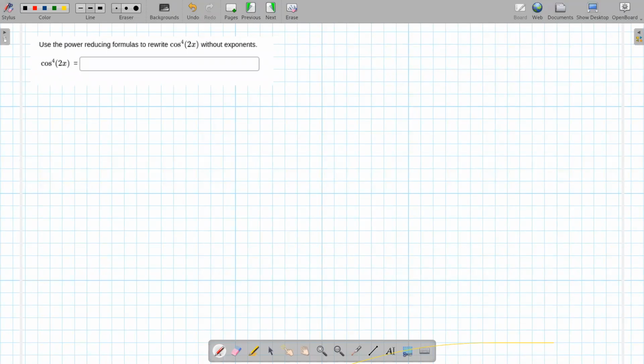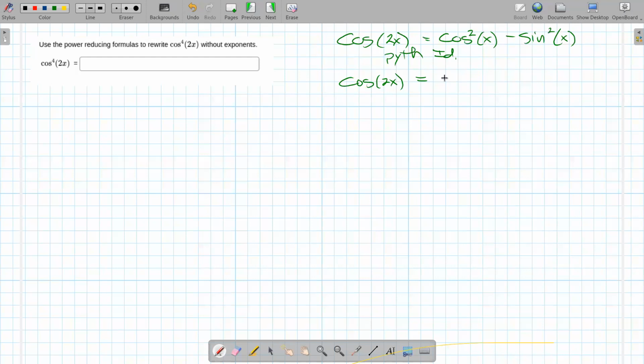So power reduction formulas are related to the cosine double angle. So let's take a look at that. The cosine double angle is equal to, at first glance, cosine squared of x minus sine squared of x. Applying the Pythagorean identity here, we can rewrite that as either cosine of 2x is equal to 2 cosine squared of x minus 1, or 1 minus 2 sine squared of x.